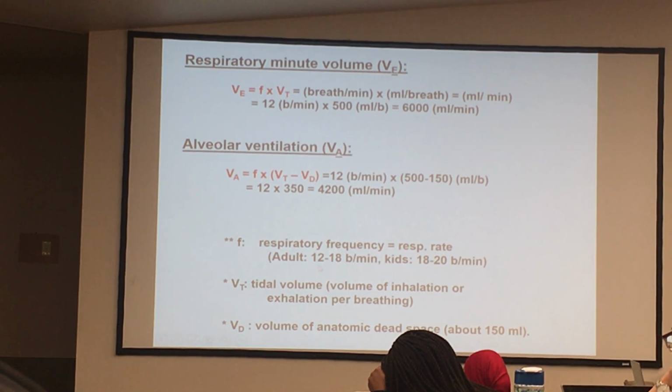For adults, roughly we have 12 to 18 breaths every minute. Kids can be increased a little bit. Babies maybe up to 20, 24.